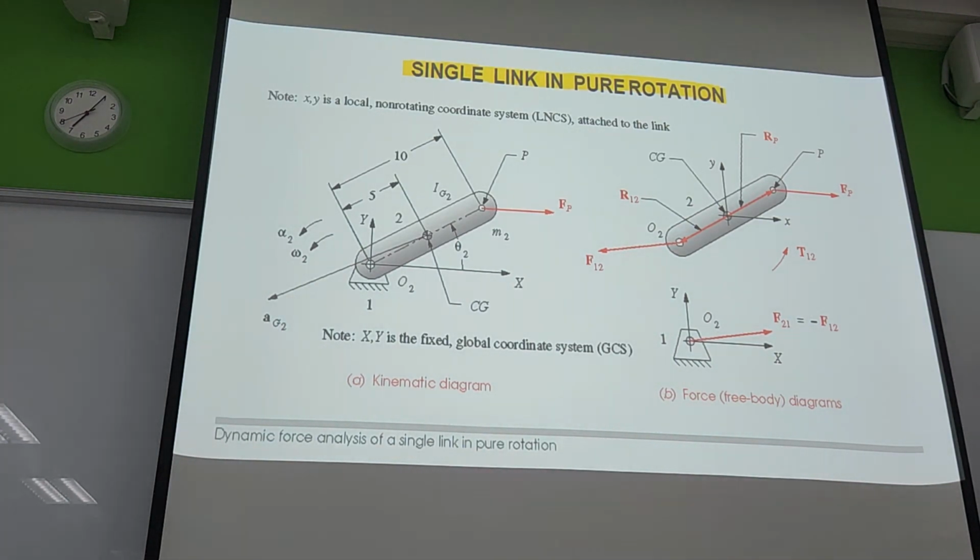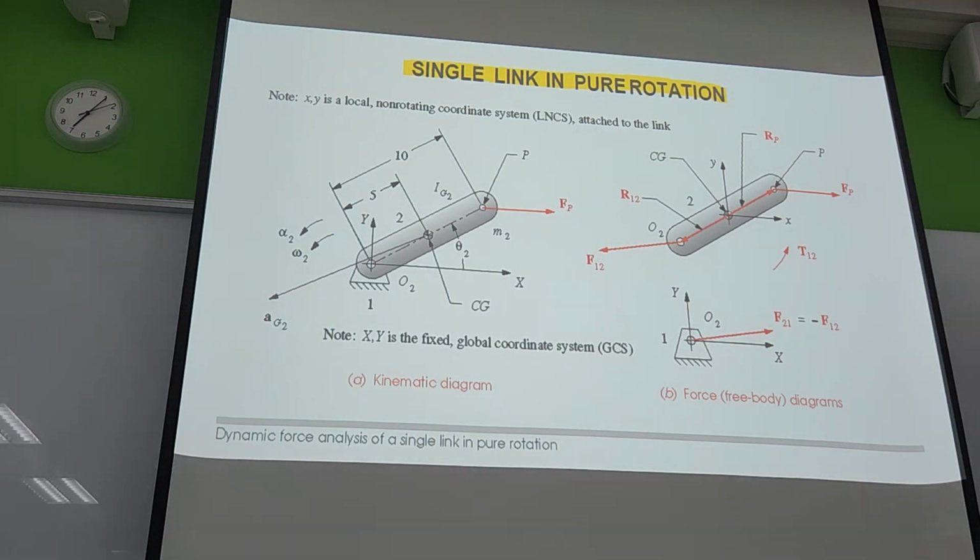Now we draw the free body diagram. First we draw the free body diagram for the pin joint at O2. There is a force on 2 from 1, where 1 is your ground link. So we draw the free body diagram for the ground link. There is a force acting on link 2 from 1, which we write as F21. There is only one force acting on link 1, the ground link.